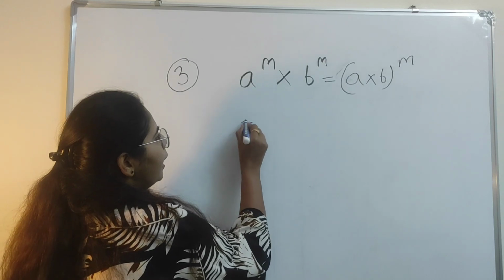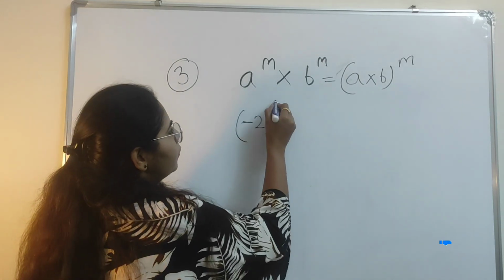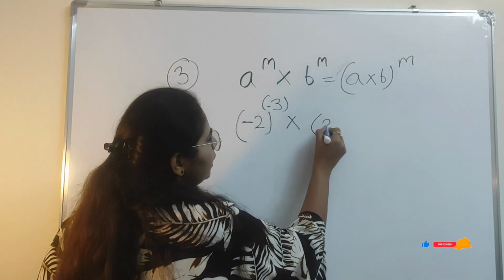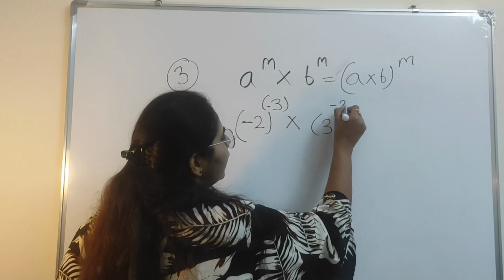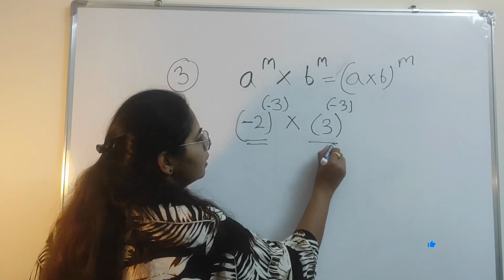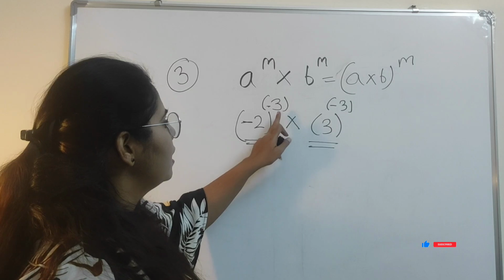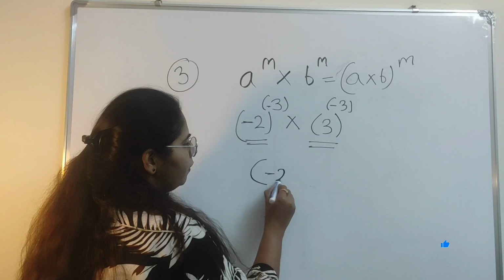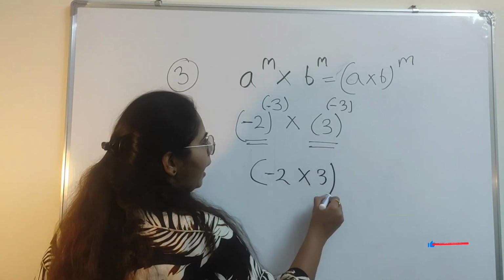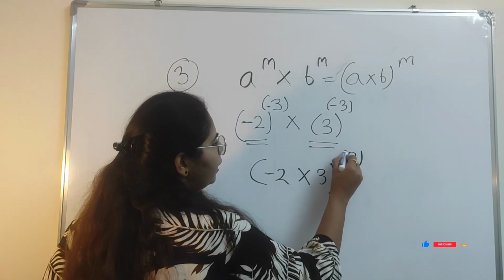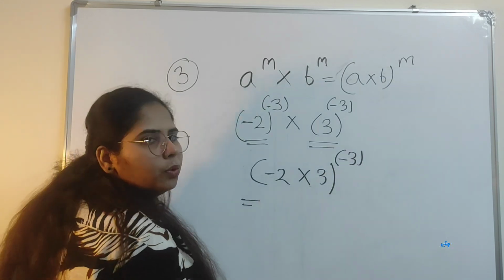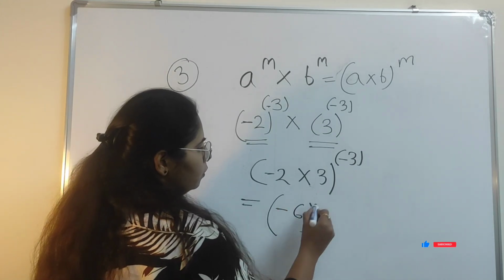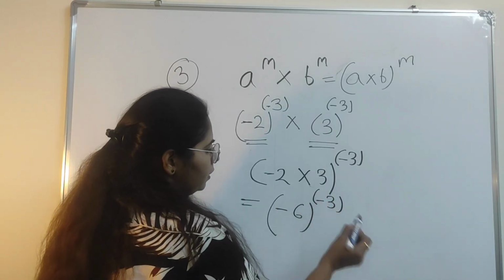Suppose negative 2 is multiplying with the power negative 3 and 3 is multiplying with the power negative 3. See, the base is different and the power is same. Here is also minus 3, here is also minus 3. So how will I write it? Negative 2 is multiplying with 3 and there is the whole power negative 3. So first, minus 2 into 3 will give you negative 6 to the power negative 3.